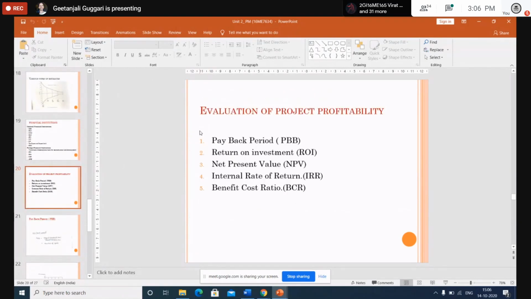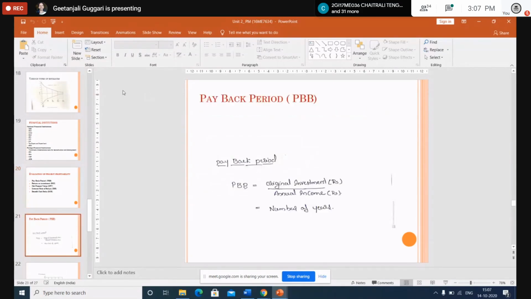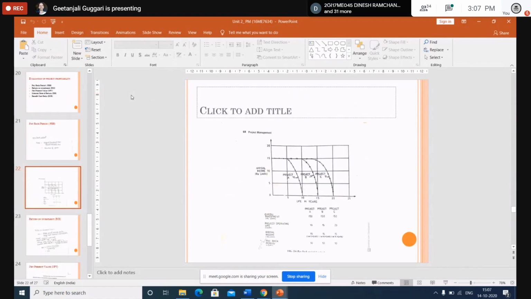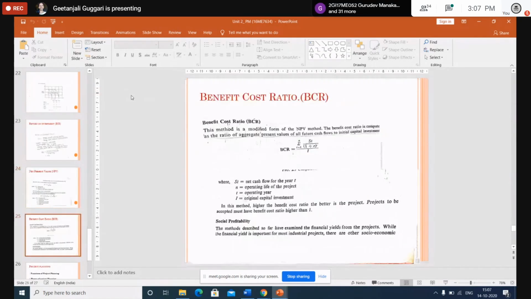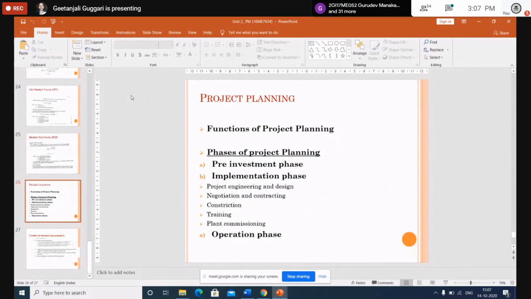Then comes the evaluation of project profitability. Here you have in detail payback period, return on investment, net present value, internal rate of return, and benefit cost ratio. Depending on the weightage of marks, these will be asked. If it is for 10 marks, you need to explain all the methods. If it is 5 marks, they may specify the different methods to explain, or they may give you the option to explain. So this is about the project profitability evaluation techniques.